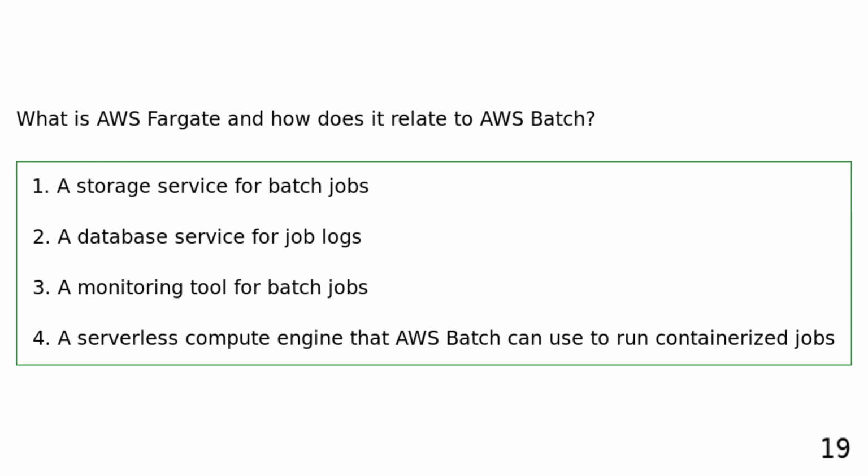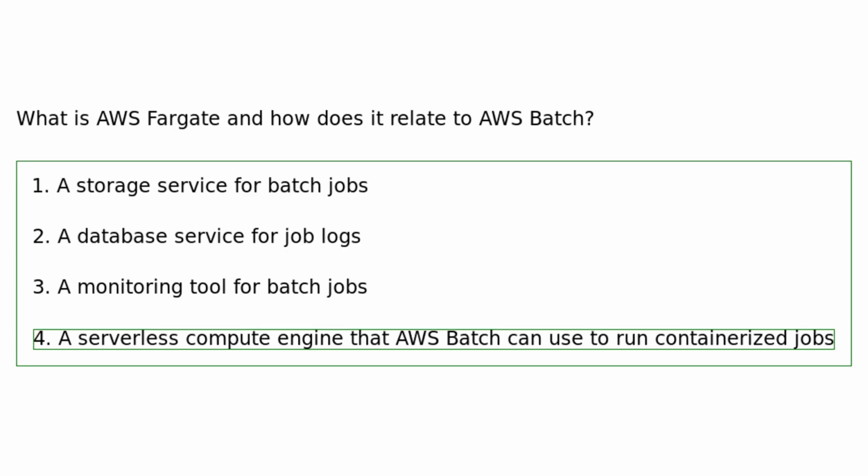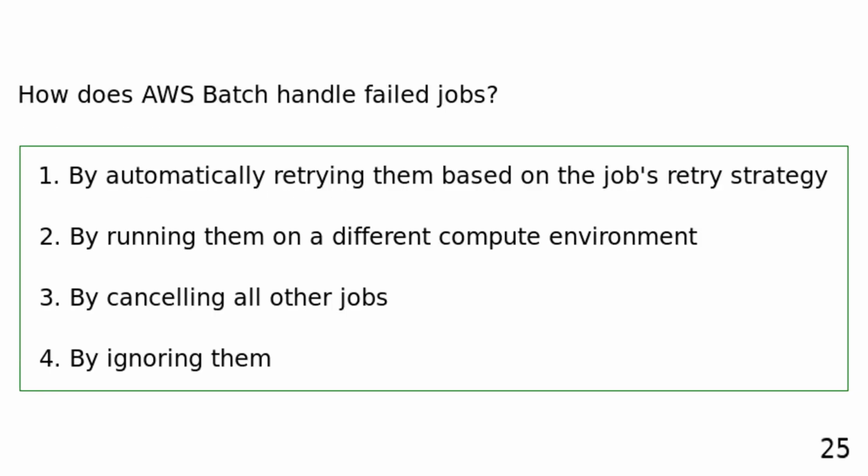A storage service for batch jobs. A database service for job logs. A monitoring tool for batch jobs. A serverless compute engine that AWS Batch can use to run containerized jobs. AWS Fargate is a serverless compute engine that AWS Batch can use to run containerized jobs without needing to manage underlying infrastructure. How does AWS Batch handle failed jobs?